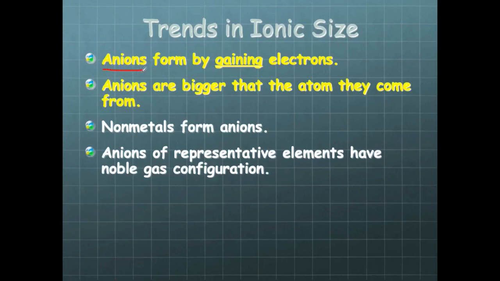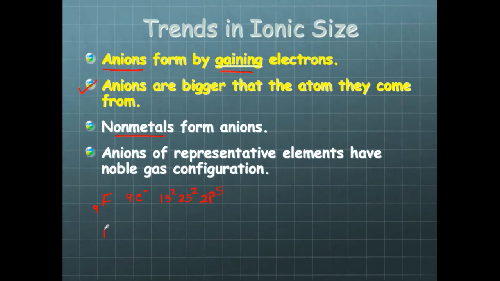Let's look at anions. So we know that anions gain electrons. Anions form from non-metals, and anions are bigger than the atom they come from. So let's look at that statement. We'll start with the simplest atom, fluorine. It has 9 protons and it has 9 electrons. And we're going to write the electron configuration for the fluorine atom: 1s2, 2s2, 2p5.